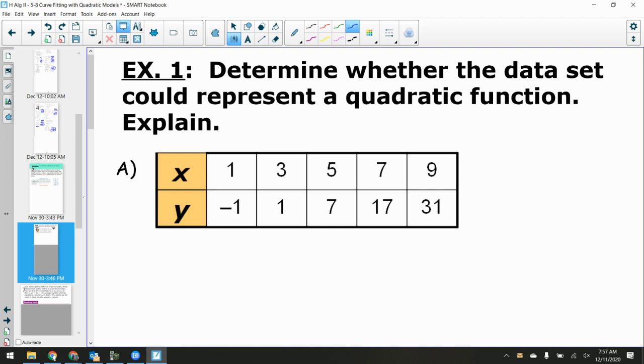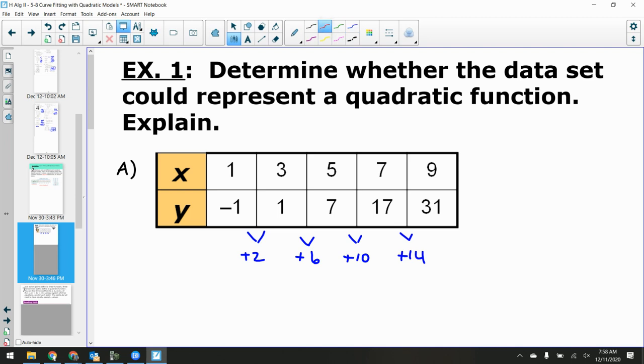Now we notice that the x values are equally spaced, right? So let's take a look at the y values. The y values are going up by 2, up by 6, up by 10, up by 14. So obviously, this is not linear. I would have a constant first difference if it was linear.